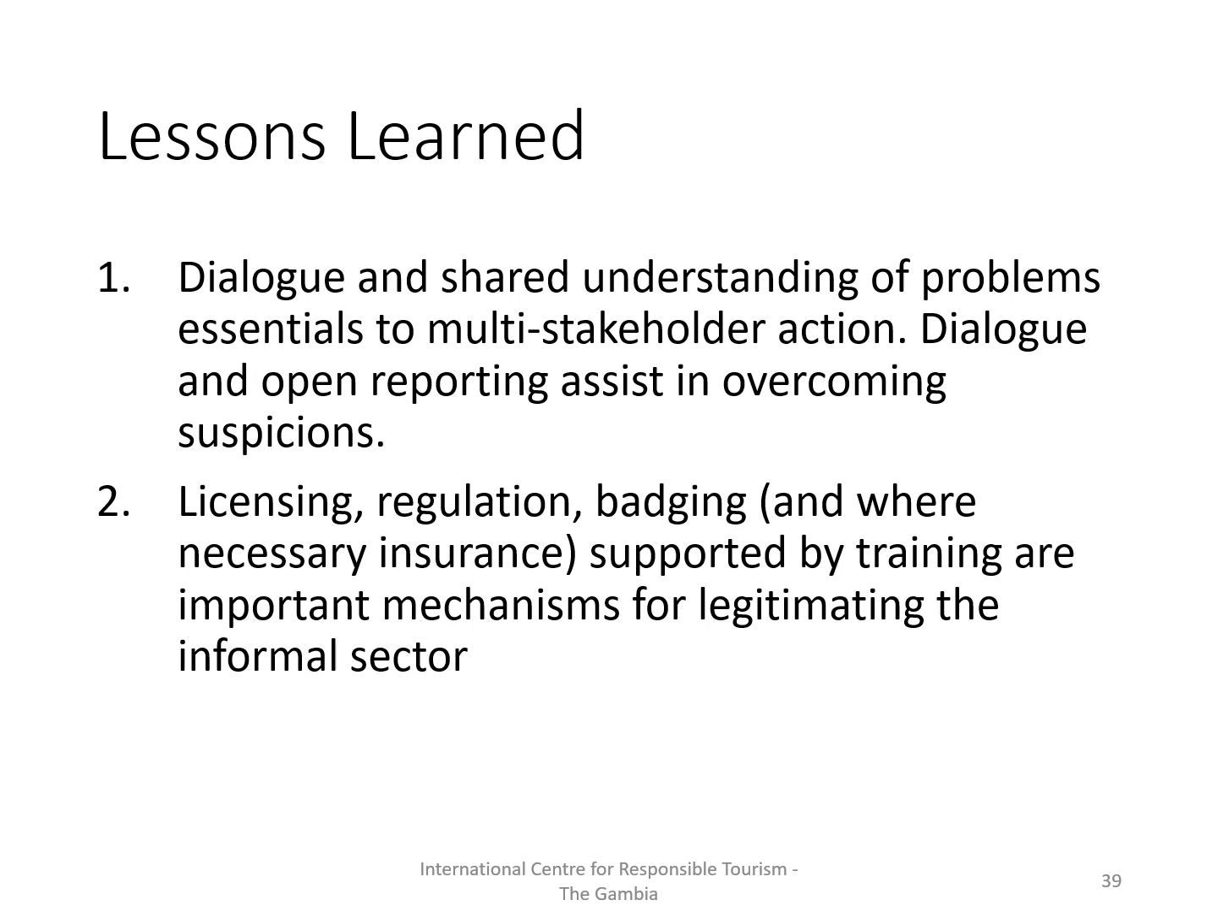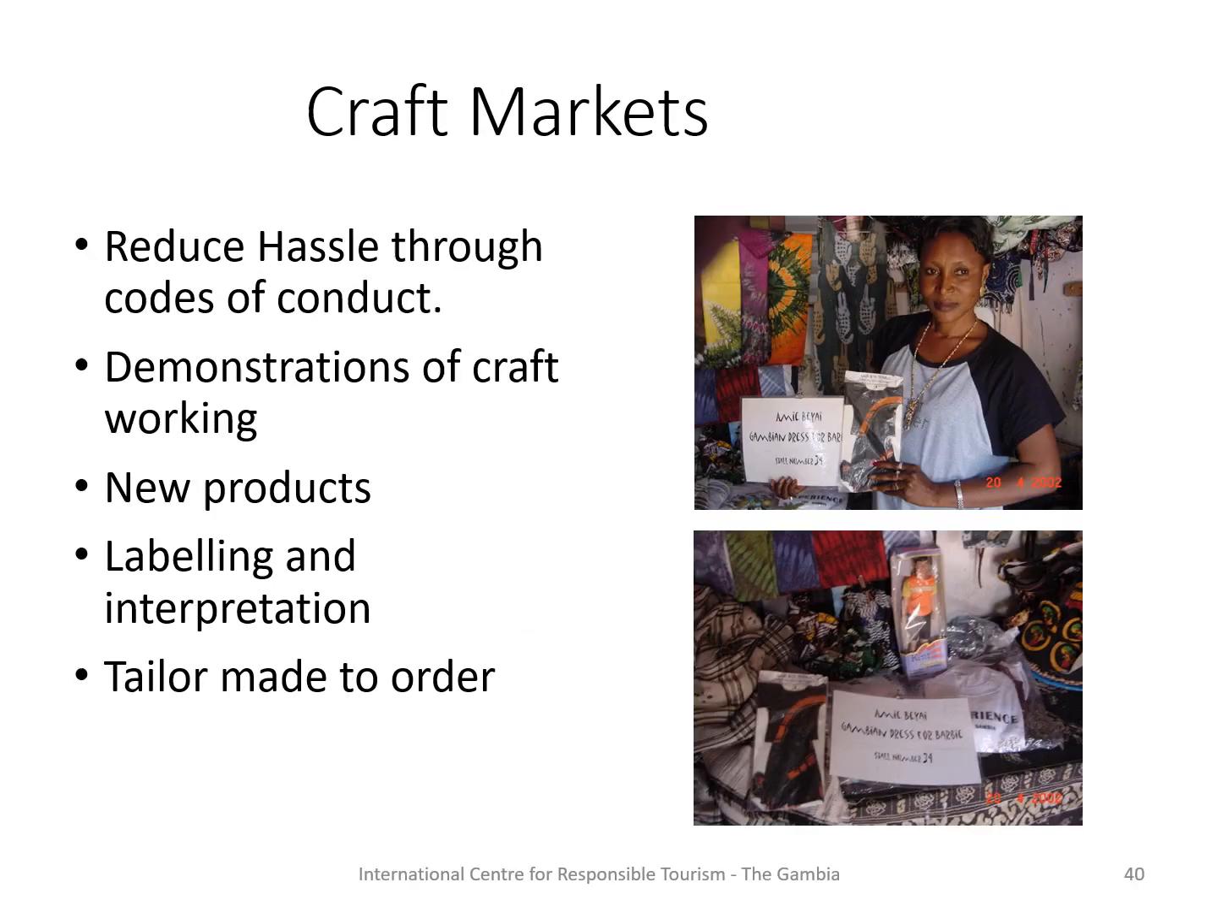So what did we learn? We learned that dialogue and shared understanding of problems is essential to any kind of multi-stakeholder action. That dialogue and open reporting both assist in overcoming suspicions. And that licensing, regulation, badging, and where necessary insurance, supported by training, are important mechanisms for legitimising the informal sector in the SMMEs. None of this is rocket science, but it does require a serious effort to apply these lessons learned to the informal sector.